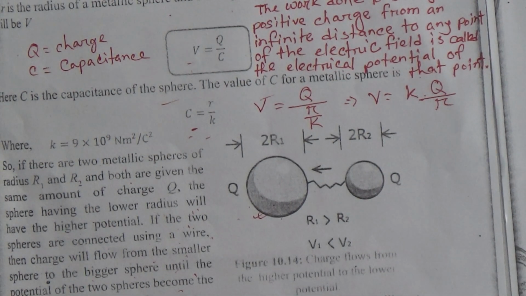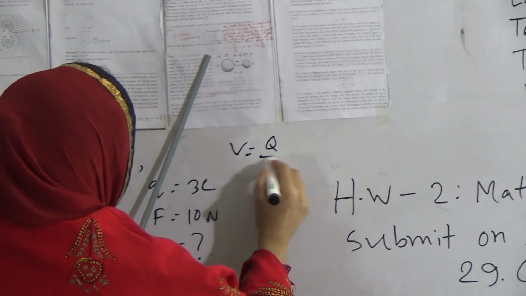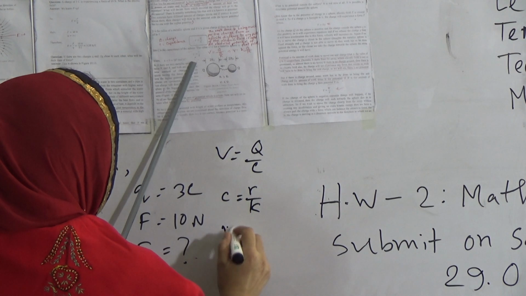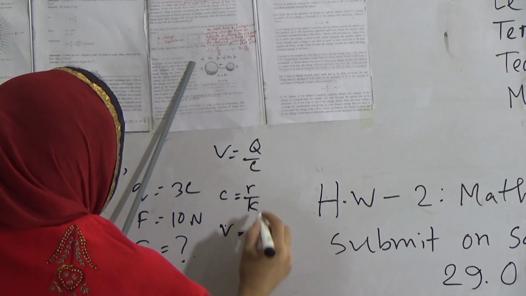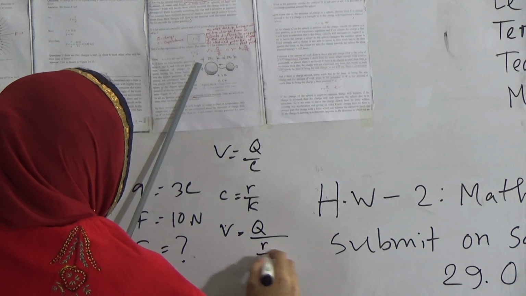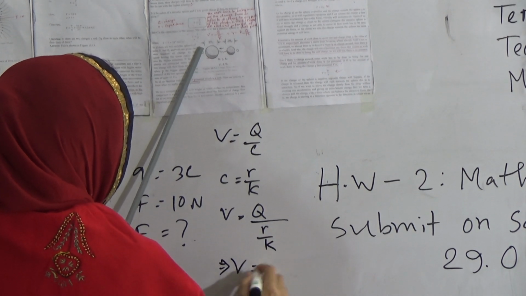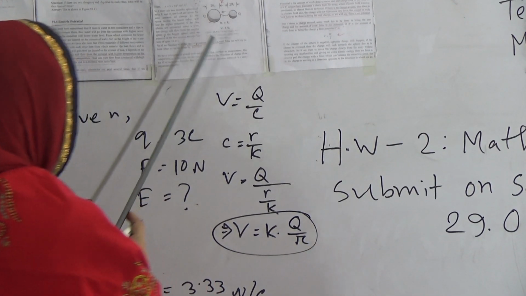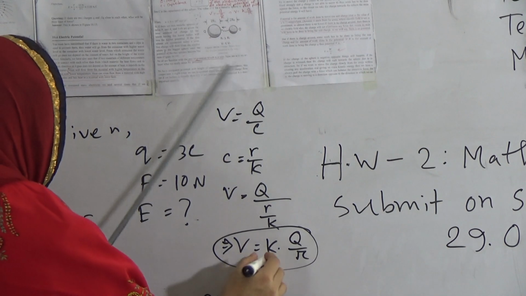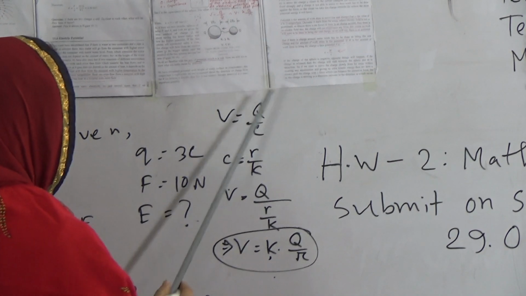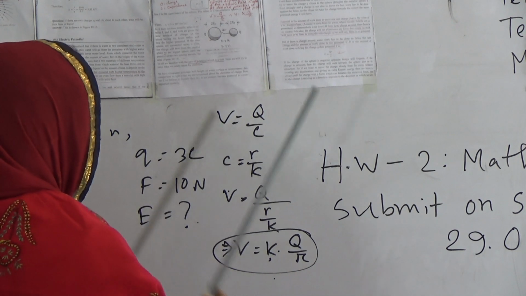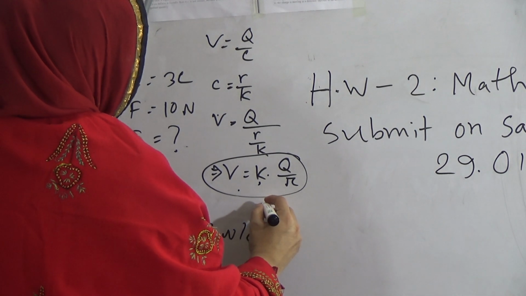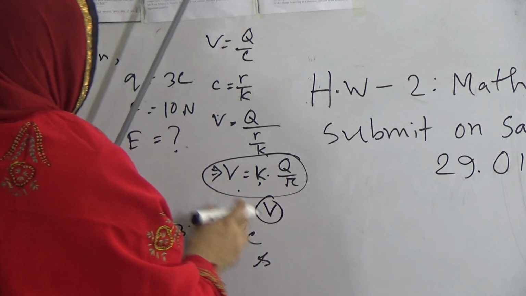So from this equation we can write V equals Q divided by C, and we know C equals R divided by K. If we put the value here, V equals Q divided by R divided by K, so we can write V equals K into Q divided by R. This is also a formula, my dear students, and we know that the value of K is 9 into 10 to the power 9 Newton meter square per coulomb square. Okay, and we know the unit of potential is volt. The unit of potential will be volt.